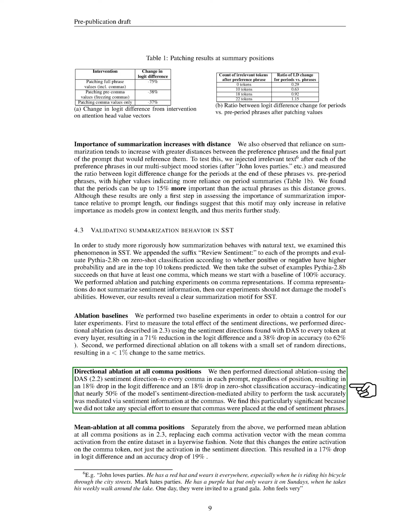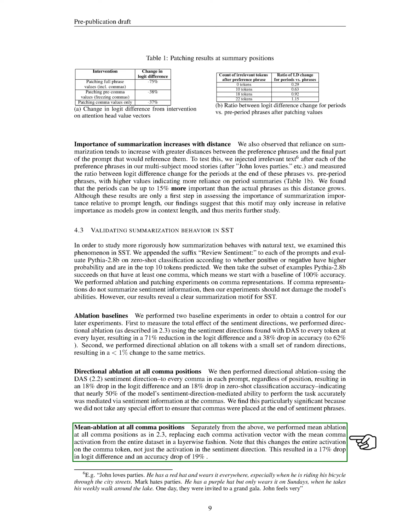We then performed directional ablation using the DOS sentiment direction to every comma in each prompt, regardless of position. This resulted in an 18% drop in the logit difference and an 18% drop in zero-shot classification accuracy. This indicates that nearly 50% of the model's ability to perform the task accurately was mediated via sentiment information at the commas. We also performed mean ablation at all comma positions, replacing each comma activation vector with the mean comma activation from the entire dataset in a layer-wise fashion. This resulted in a 17% drop in logit difference and an accuracy drop of 19%.